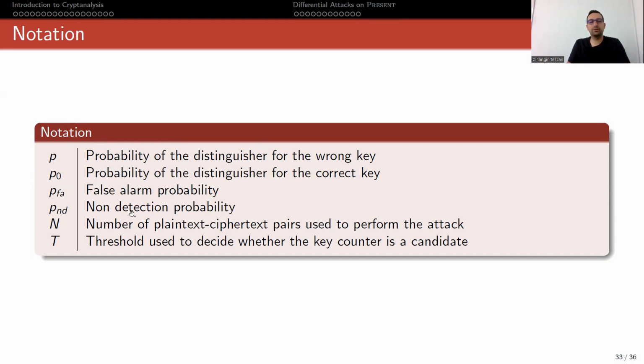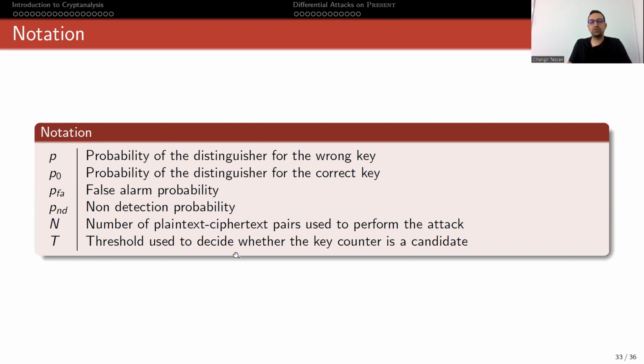I need to introduce a few more terms, like PFA, the false alarm probability. In this scenario, you say that this is the correct key, but actually it is a wrong key. So you have a false alarm. Also non-detection: you perform the attack, but you cannot find the correct key, okay? We want these probabilities to be small so that the attack works. Another parameter is N. This is the number of plaintext-ciphertext pairs used to perform the attack. If you look at the previous slide, this N is the number of times you roll the dice, actually.